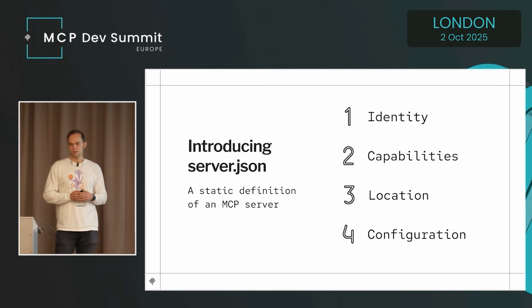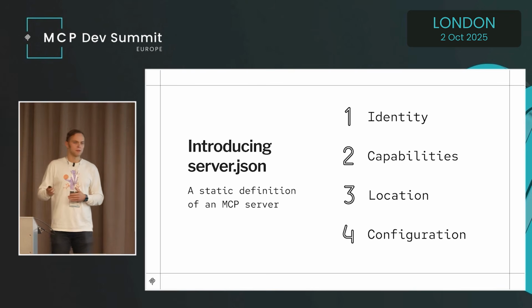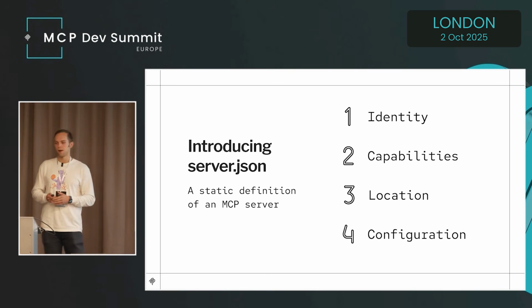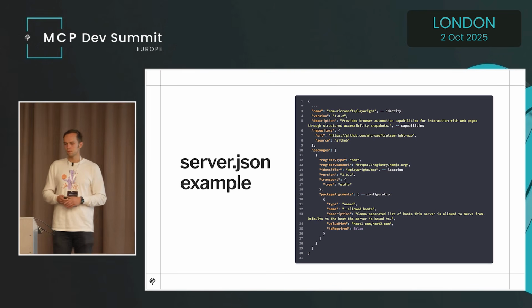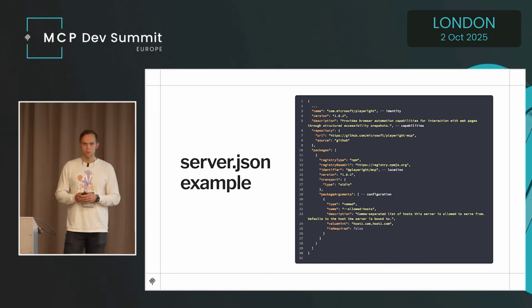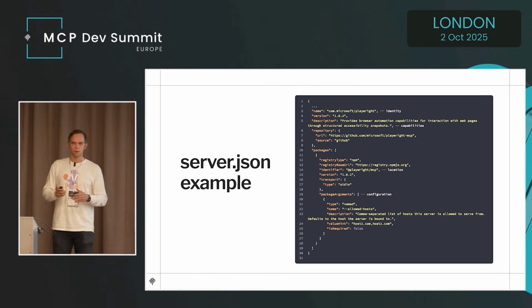Third one is location. Where does that server live? For a local server, that can mean what package registries the source code lives on. For a remote server, that means what URL you can find it at. And lastly, configuration. So beyond knowing where it is, how do I install it? How do I connect to it? What headers do I need to send in a remote call? So I'll dig into this example piece by piece, but I put together a sample server.json file for a theoretical Microsoft Playwright MCP server.